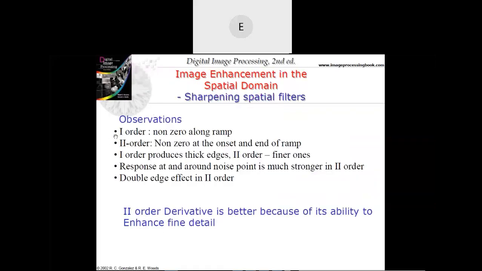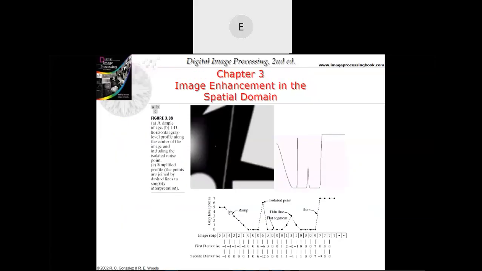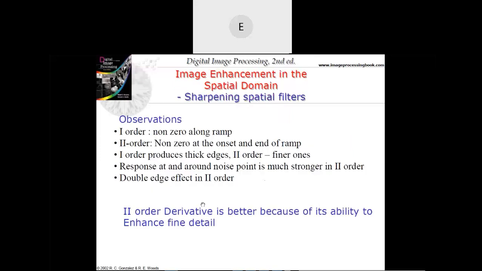Let us take one by one and just compare the results. First order, it is non-zero along the ramp. Look at the ramp. This is a ramp. Wherever it is a ramp, the values are non-zero. So during the ramp, the values are non-zero. That is the first observation.